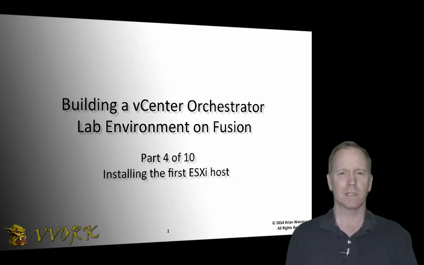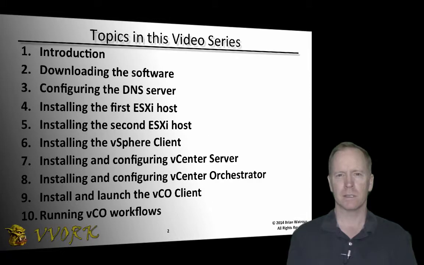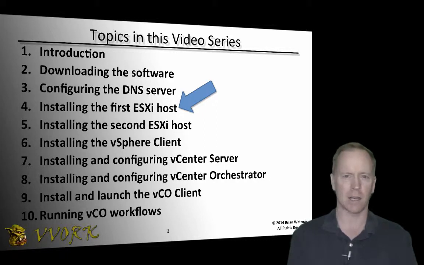I'm Brian Watrous. This is the fourth in a 10-part video series in which we're exploring how to build a vCenter orchestrator environment on top of VMware Fusion. In the previous video, we saw how to build a DNS server which can be used in conjunction with this environment. In this video, we'll be seeing how to build the first of our two virtual ESXi hosts.